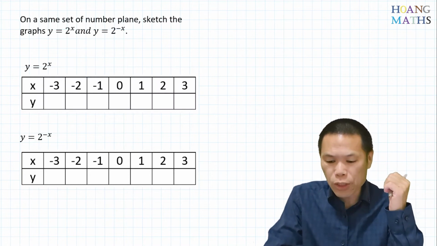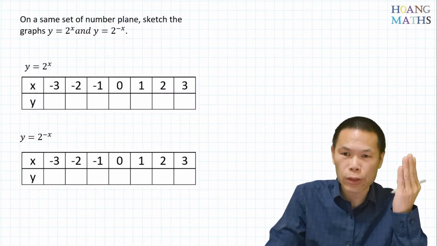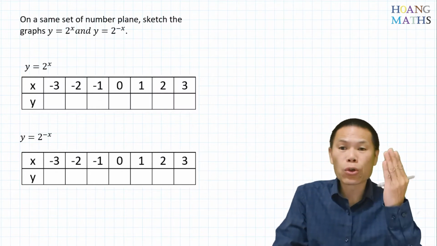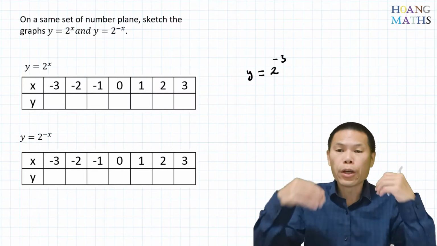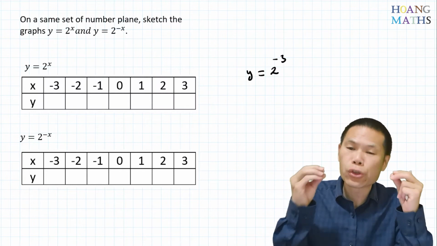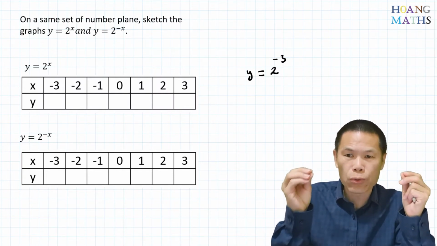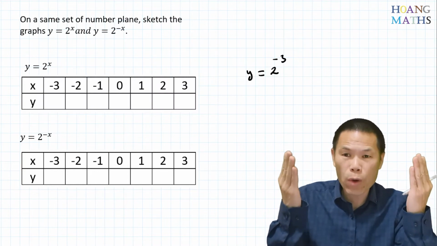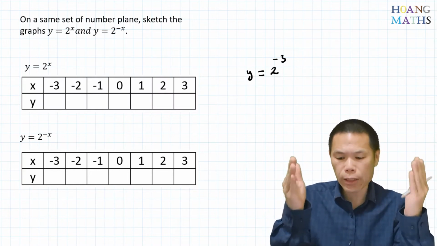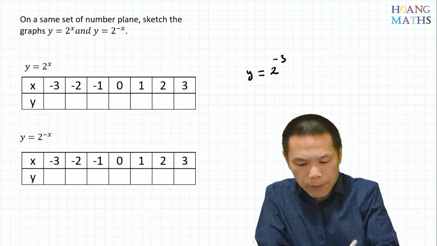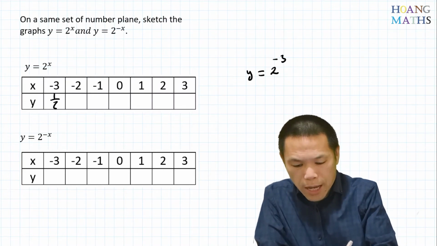So first of all, let me just complete the table for y is equal to 2 to the power of x first, okay? So when x is equal to negative 3, if you put that on your calculator, you should get 1 over 8 or 0.125 if you like. Or you can write 0.13, okay, 2 decimal places. But for me, I just write in fractions, just makes it easy for me. So 1 over 8.